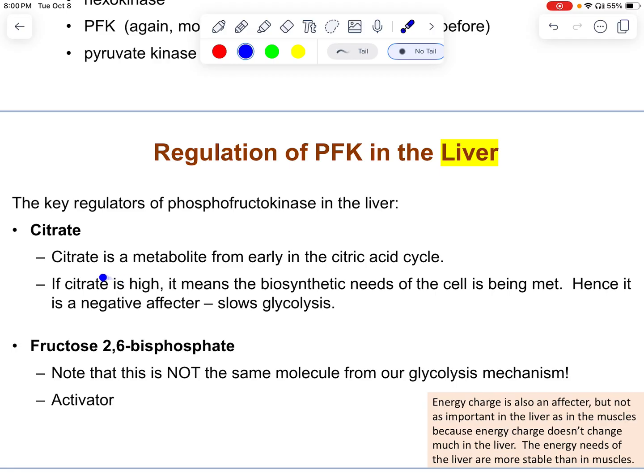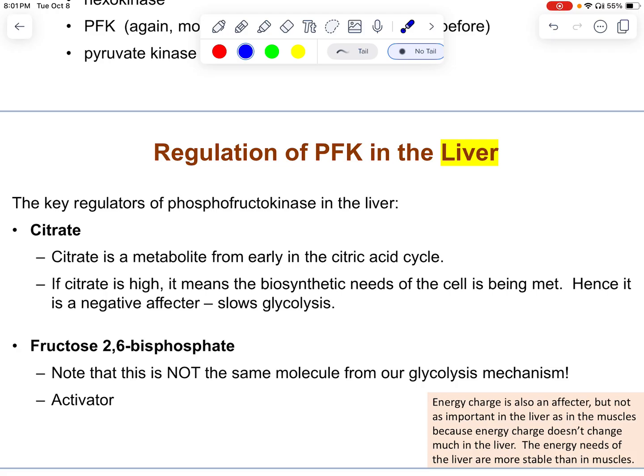So if citrate is building up, it's meaning it's not needed for those other things, right? It means that our biosynthetic needs of the cell are already being met. And so this is a negative effector. It slows the process down. On the other hand, we have this molecule fructose 2,6-bisphosphate that is an activator. And I just want to point out, and we're going to look at this on the next slide, that this is not the same molecule that is in our glycolysis mechanism.